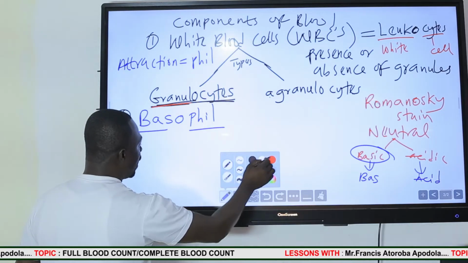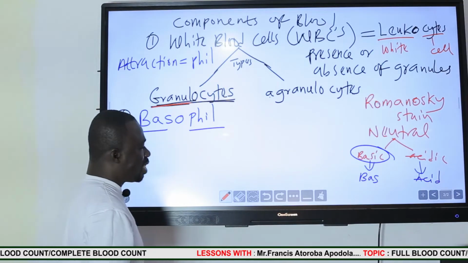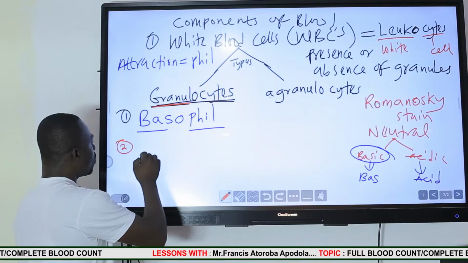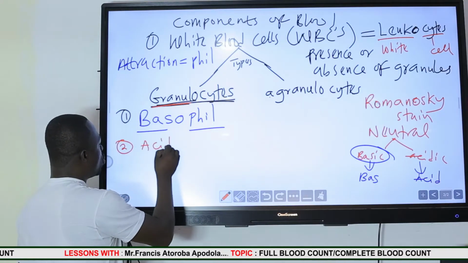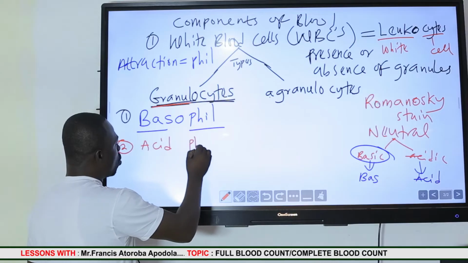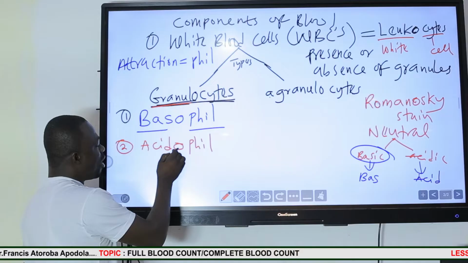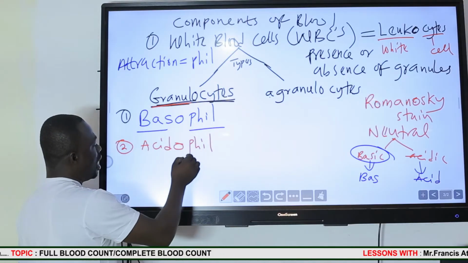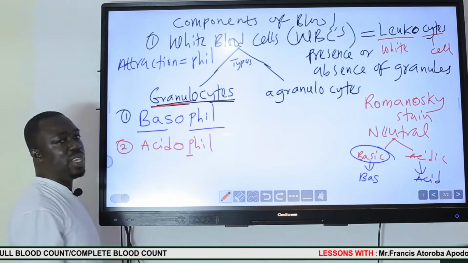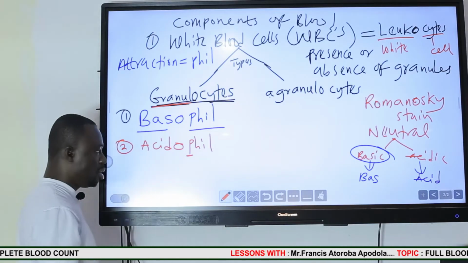Now we want to look at the next type of granulocyte. The next type showed attraction to the acid part of the dye. So acid and attraction, which is called fill. We drop the vowel O between them. We use the vowel when the word part, the latter end, the suffix, does not begin with a vowel. So this is a consonant, and we form the word acidophil.